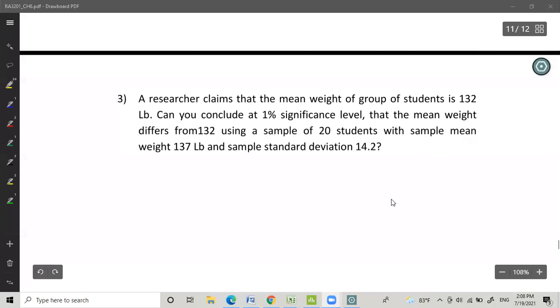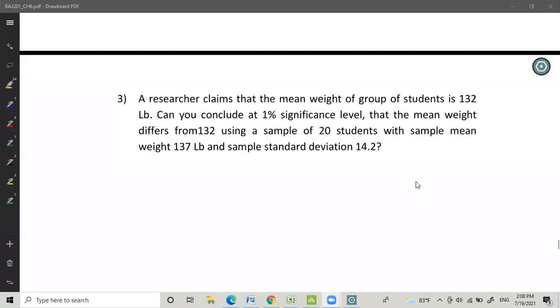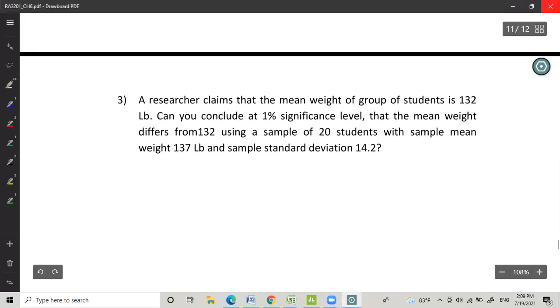So the question says the researcher claims that the mean weight of a group of students is 132 lb. These are in pounds, not in kilograms. Can you conclude at 1% significance level? Now your alpha is 1%. So the mean weight differs from 132 using a sample of 20 students. And you know the sample mean, which is x bar, and the sample standard deviation is S, so 14.2. And the sample size is 20.